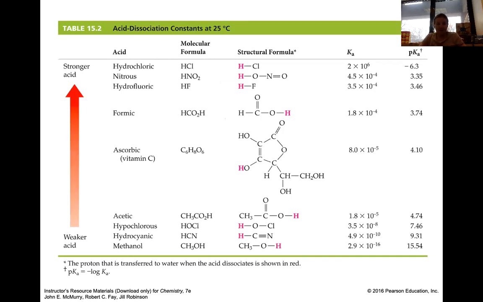This just gives you some numerical values for a few of them. At the top, something like hydrochloric acid, which we said was strong, you're essentially saying it goes completely to completion, 2 times 10 to the 6. So almost all of the HCl reacts to form H3O plus. But you can get very weak acids. If you look at something like methanol, its Ka is 2.9 times 10 to the minus 16, the bottom one on this table. Very, very weak. So if you put methanol in water, most of it stays together and very few protons come off as acidic protons to make hydronium cations.